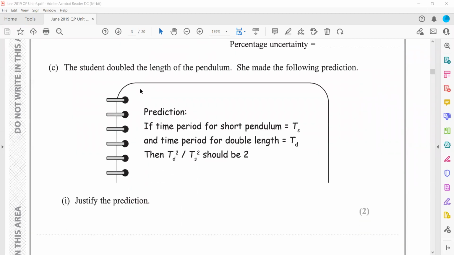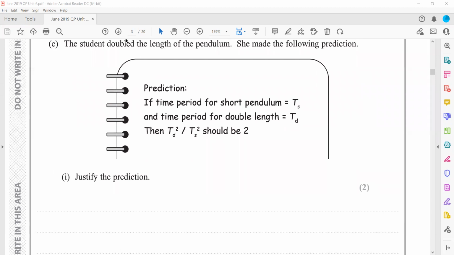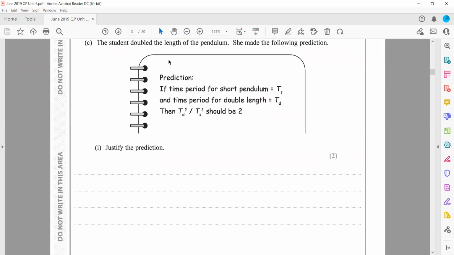The next part, the student doubled the length. He made the following prediction: if the time period of a short pendulum is Ts and for the double length is Td, then Td square over Ts square should be equal to 2. Justify this prediction. So we have the formula T equals 2 pi under root L over G. Look, 2 is constant, pi is constant, and under root G is constant.